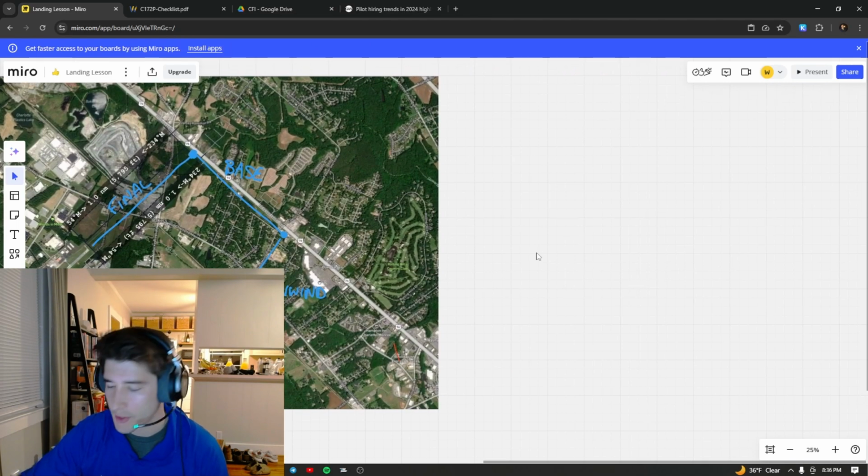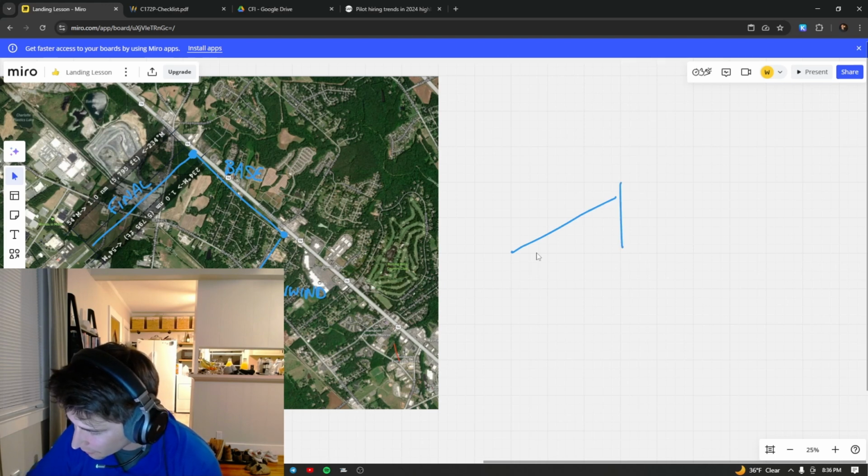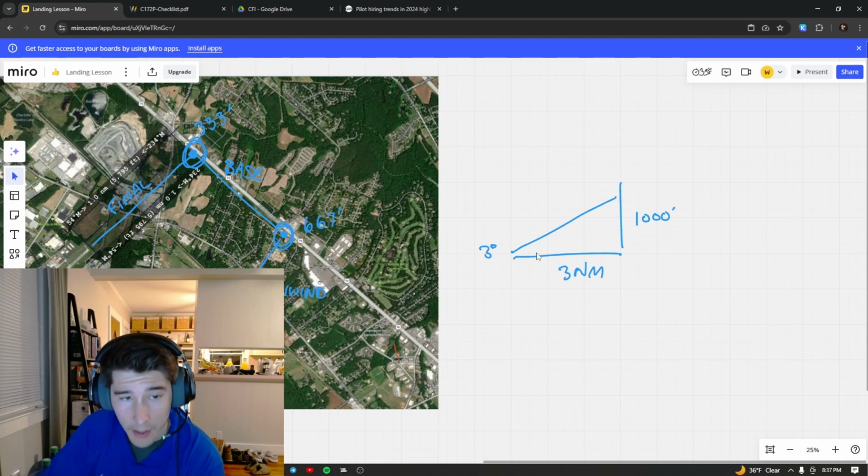So let's talk about energy states real quickly. So if we know that we have a 3-degree wire, and we know this is 1,000 feet, and we know this is 3 nautical miles, then we have these areas that we can essentially have energy checkpoints. So this would be 667 feet, this would be 333 feet, and 333 feet over 1 nautical mile is a 3-degree wire. You know, it would be 300 feet, but this is to the end of the runway instead of the 1,000-foot marker. So that's a good altitude to be at.